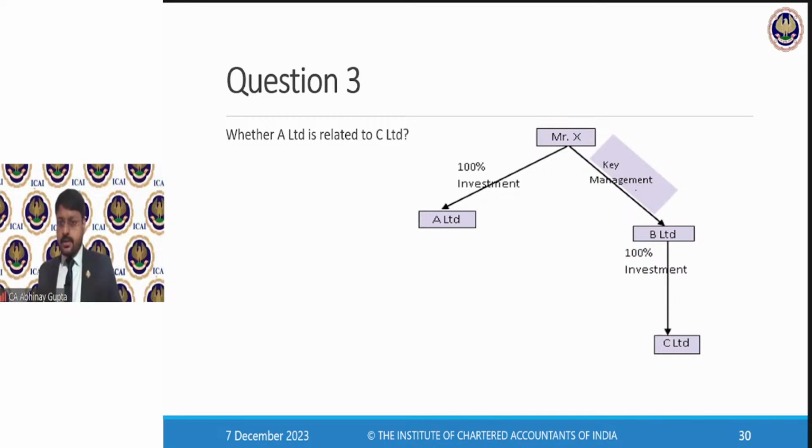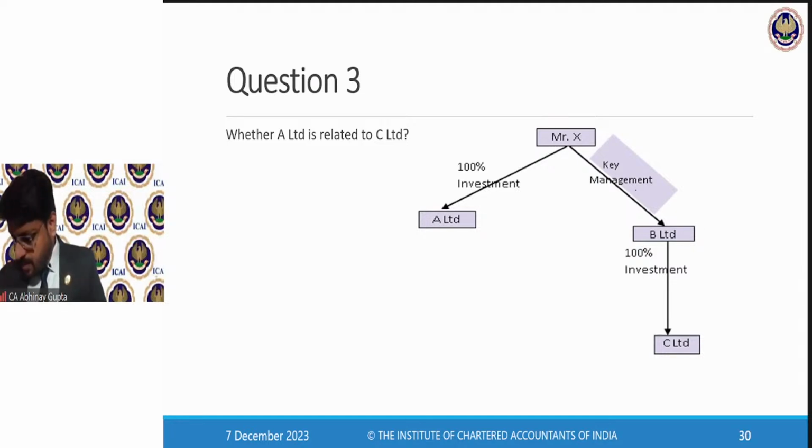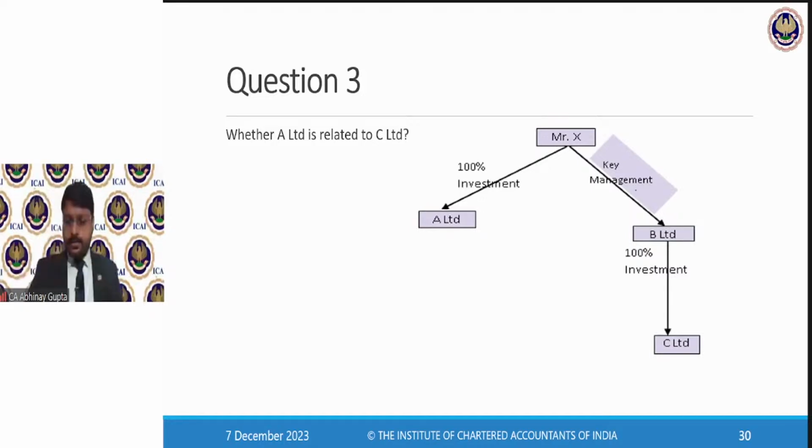Whenever you do the revision of this standard, just try to pick up and draw charts yourself, and then mark related party yes or no, and also the reason why it is related, so that it crystallizes in your mind and it will be easier for you in the examination. So Mohammed is saying not a related party. Tanisha is saying related party.